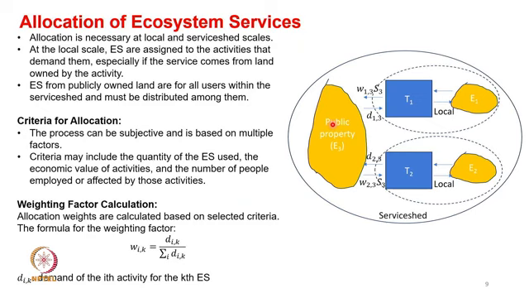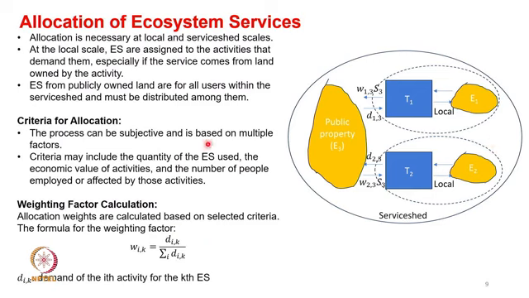So now the next question is, how do we allocate these ecosystem services? You have a larger service shed. Allocation is necessary at the local and at the service shed scale. At the local scale, ecosystem services are assigned to the activities that demand them, especially if the services come from land owned by the activity. The next point is that ecosystem services from publicly owned land are for the users within the service shed and must be distributed. You can't claim that this is only for my objective, but everywhere. If the ecosystem services are coming from publicly owned property, they have to be distributed across all the stakeholders.